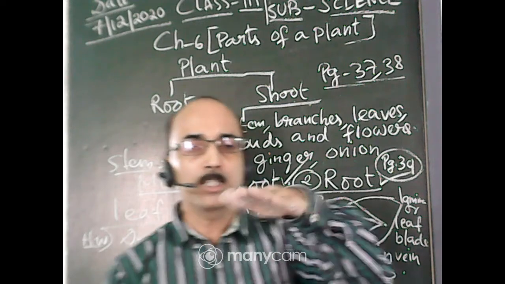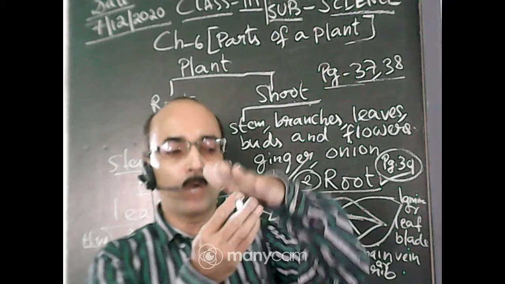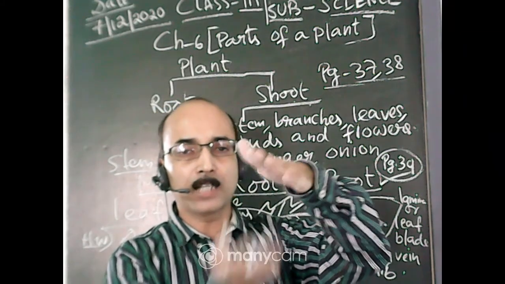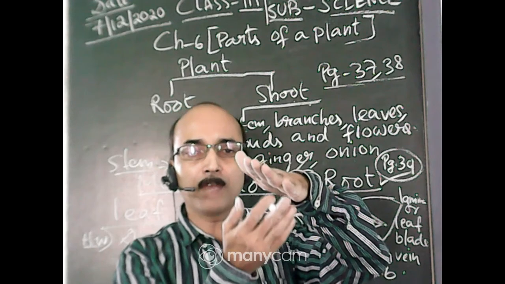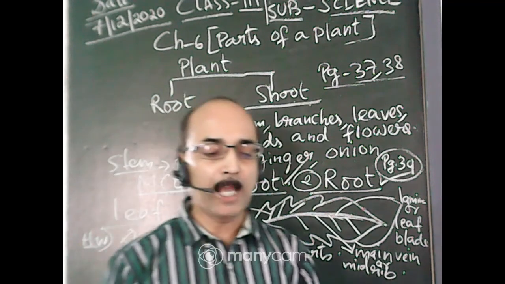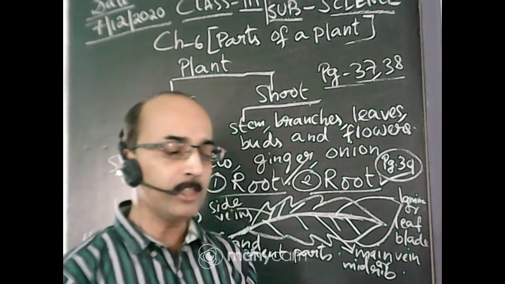So suppose this is a leaf, not the upper surface. See the lower surface. The lower surface means the underside of the leaf. They have stomata. Okay, so plants breathe through stomata. So stomata are the breathing organs of the plant.